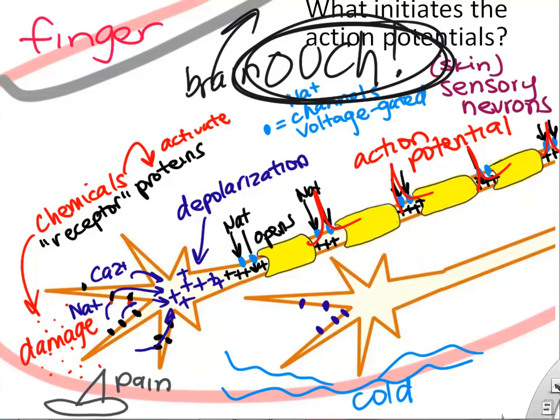You can also have a neuron shown here that's receptive to cold. So it actually makes little proteins that change shape depending on the temperature.